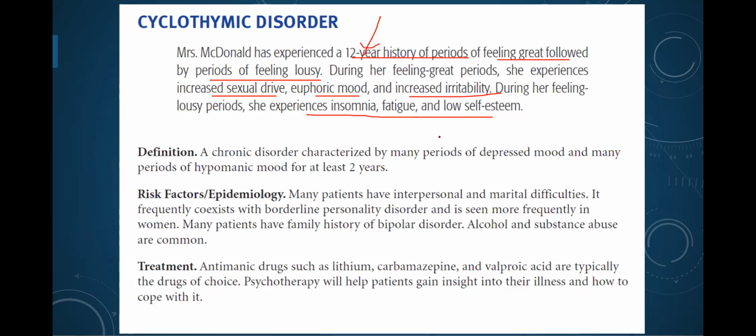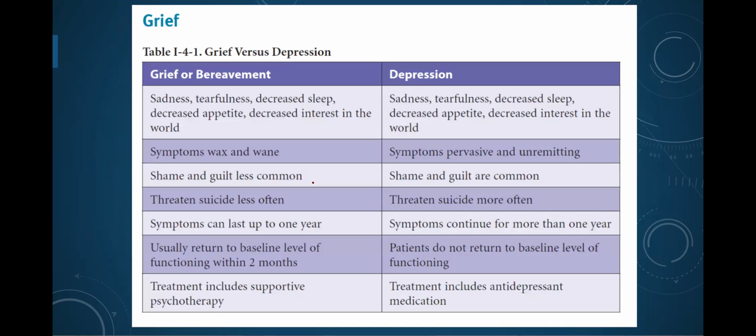So you should understand what cyclothymic disorder is. It's a chronic disorder in which a patient has many episodes of depression and many episodes of mania for at least 2 years. So when it's only depression for 2 years, that's dysthymia. When it's bipolar disorder for 2 years, that's cyclothymic disorder. For cyclothymic disorder, you have to give some mood stabilizers, mainly lithium.